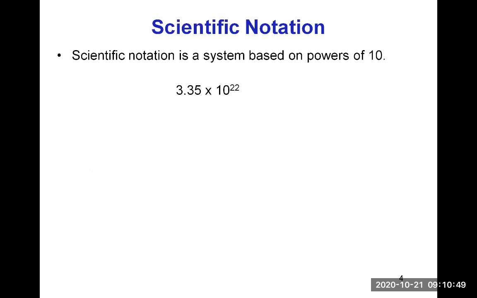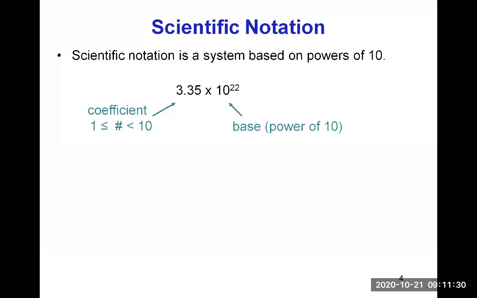So scientific notation is a system based on powers of 10. For example, the number here is a number written in scientific notation. So it's comprised of a coefficient, the decimal part here. The coefficient must be a number between 1 and 10. It can be 1. But it has to be a single digit and then the decimal point. It cannot be two digits, then the decimal point, and then decimals. It has to be a single digit and then the decimal point and decimals. So a number between 1 and 10, and 10 not included.